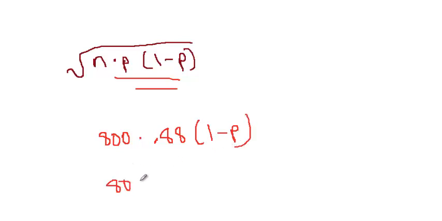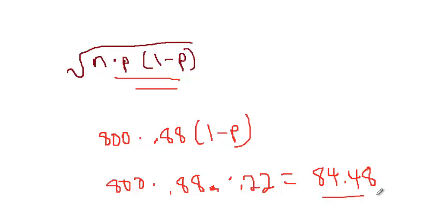So it would be 800 times 0.88 times 0.12. And if we do that on a calculator, we get 84.48. So I'm going to write that as our answer, 84.48. That's the variance. If you want to take the square root of that, which would be a little bit over 9, that would be the standard deviation.